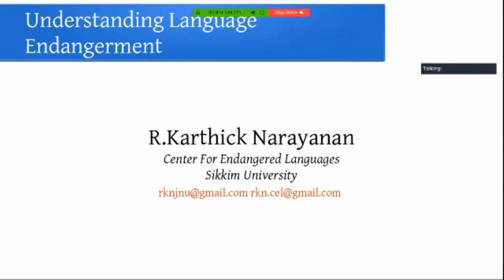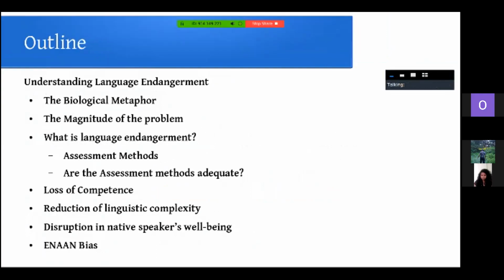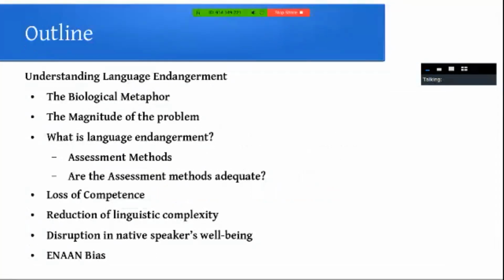So this will be the outline for my talk. We will try to understand the phenomenon called language endangerment by first understanding its metaphor. Then we'll be looking at the magnitude of the problem. How big is this problem? Is language endangerment really a big problem, compared to, let's say, ecological loss or climate change? How big is this problem when we compare it to the six? Yes?